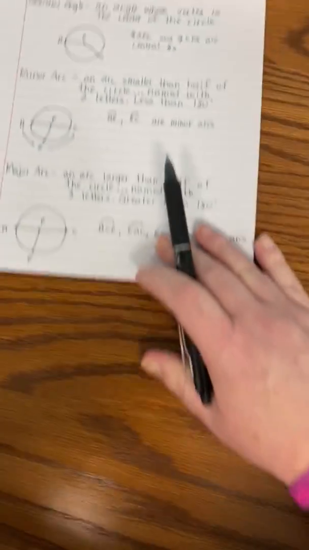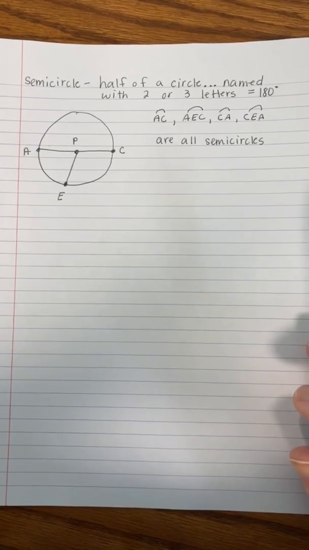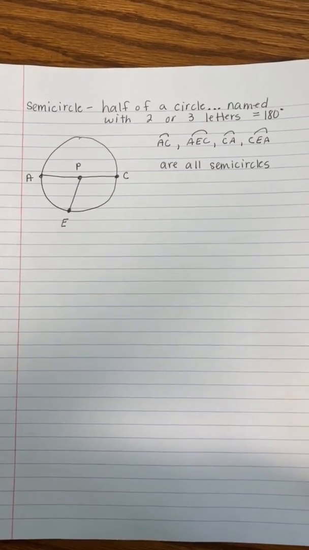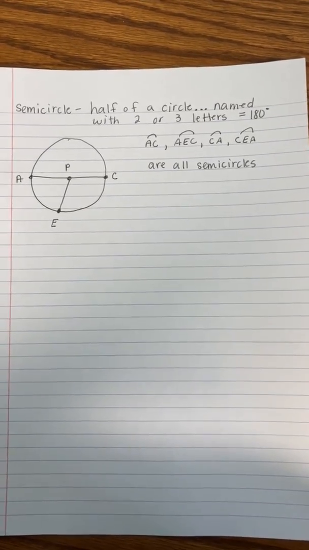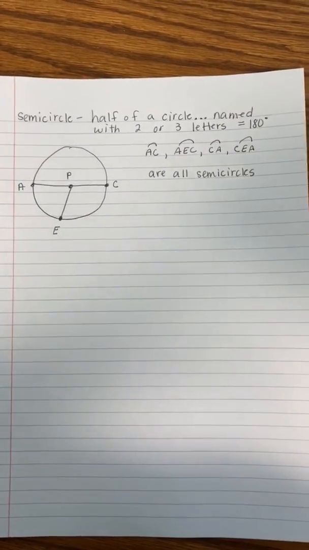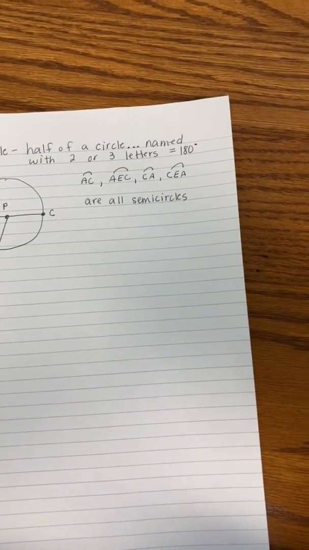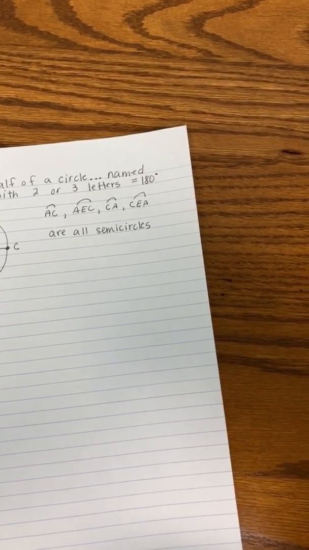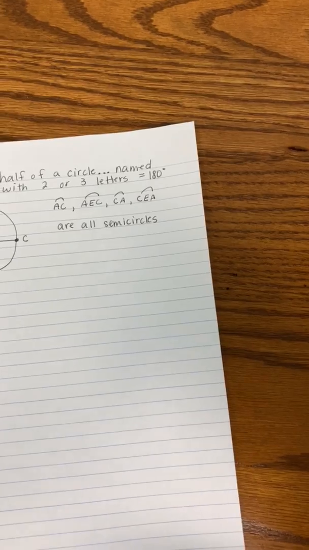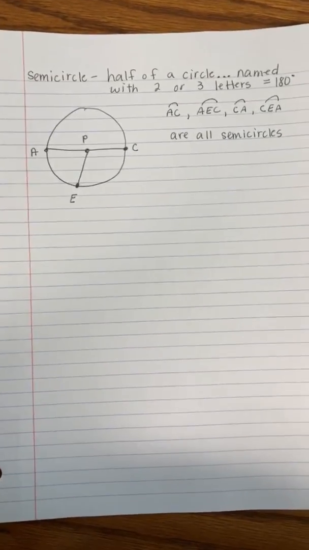All right, the last type of arc is called the semicircle. Semi meaning half, cutting it in half. So a semicircle is half of the circle. It's equal to exactly 180 degrees. You can name it with two letters. Typically, we do name it with three. It just kind of depends on what is there. If you name it with two letters, then the two letters make up the diameter. You remember yesterday we learned that the diameter cuts the circle in half.